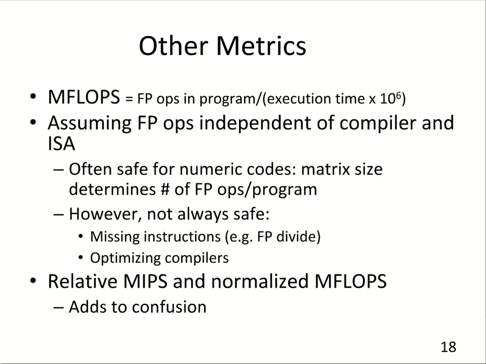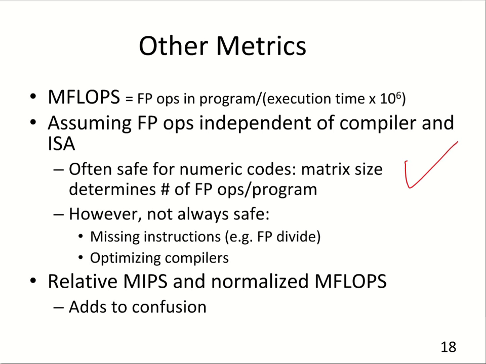Another metric that you'll sometimes hear used is megaflops or MFLOPS. It's the number of floating point operations in the program divided by the execution time. This again assumes that the number of floating point operations that you need to implement a particular algorithm is independent of the compiler and the ISA. This is often a safe assumption to make for numeric codes, where typically the matrix size, let's say you're doing matrix multiplication, is really what determines the number of floating point operations per program. There's really no way to change that via compiler optimizations. You still need to multiply every element in every row against every element in every column to compute the resulting dot product.